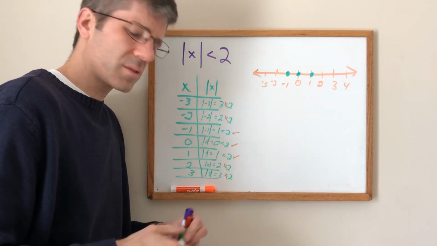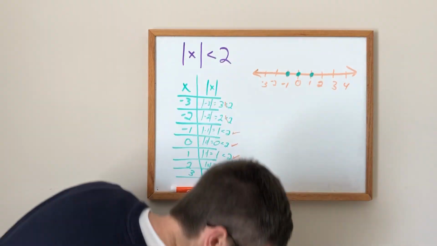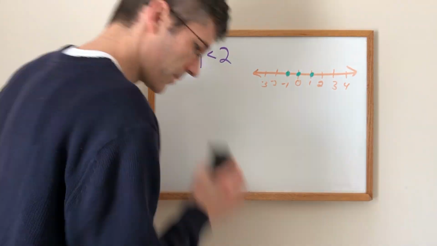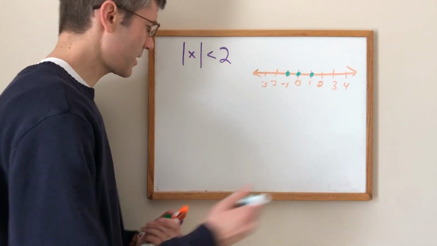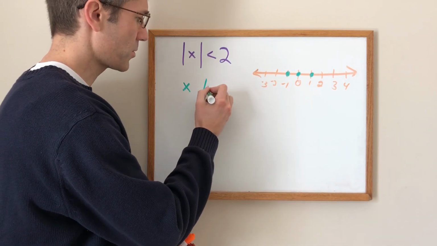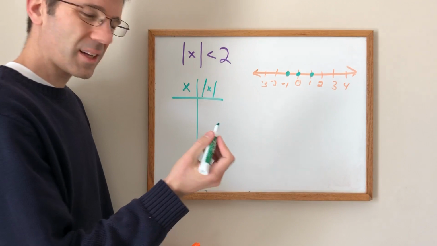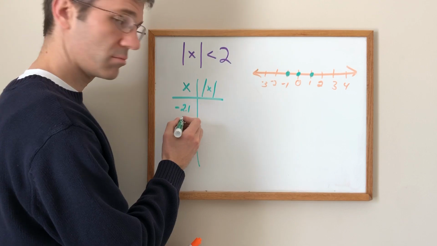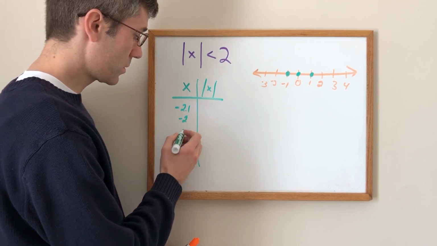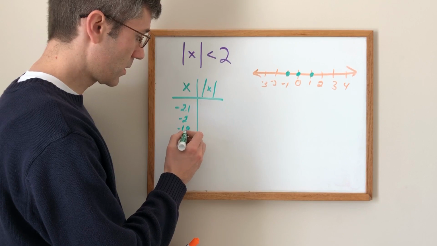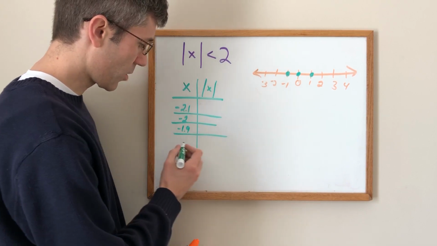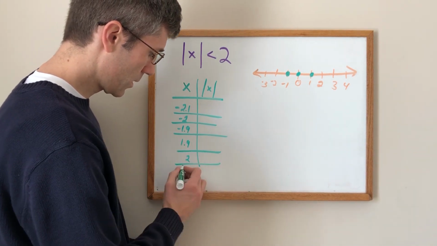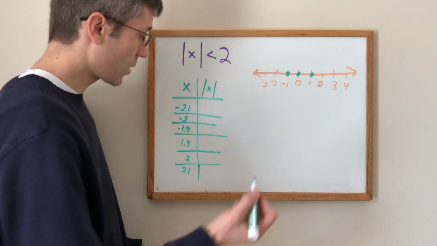Actually, let's get a little more detailed with this. Let's suppose my chart actually said, and you don't have to write this down, but if my chart got a little more complicated, if it was to say x and then the absolute value of x, and I was to have numbers like negative 2.1, negative 2, negative 1.9, we'll do those, and then we'll do the same thing over here on the positive end. So we'll have 1.9, 2, and 2.1.